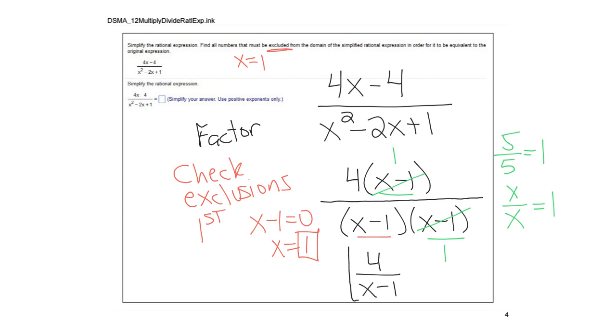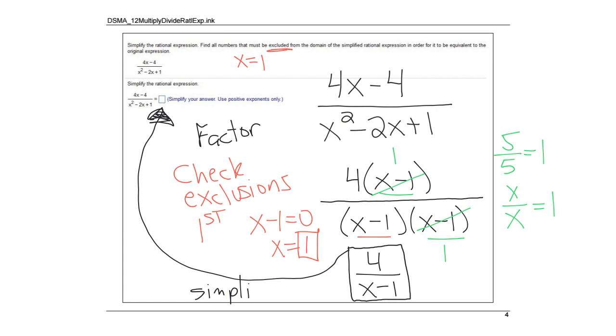You can leave the parentheses or not. We only need parentheses if there are 2 or more binomials. And so I'm done. So this is the simplified version, right? This is simplified. But I always check for my exclusions before I simplify.